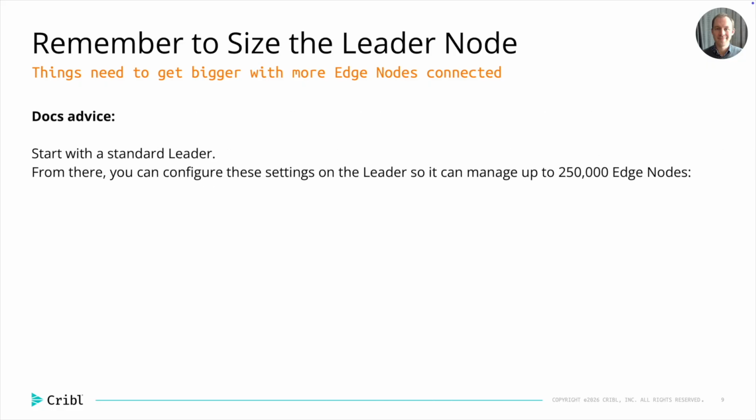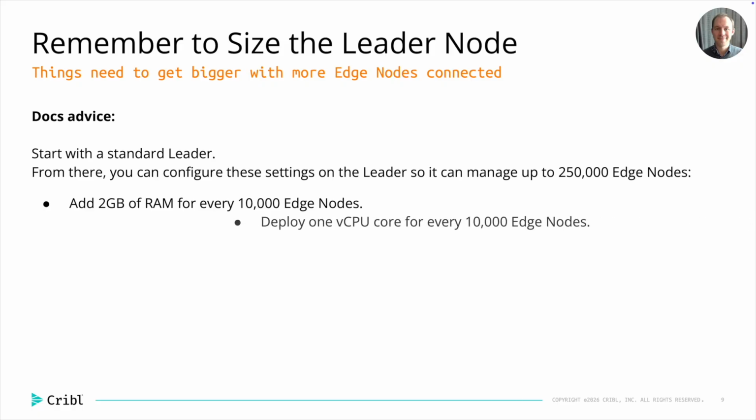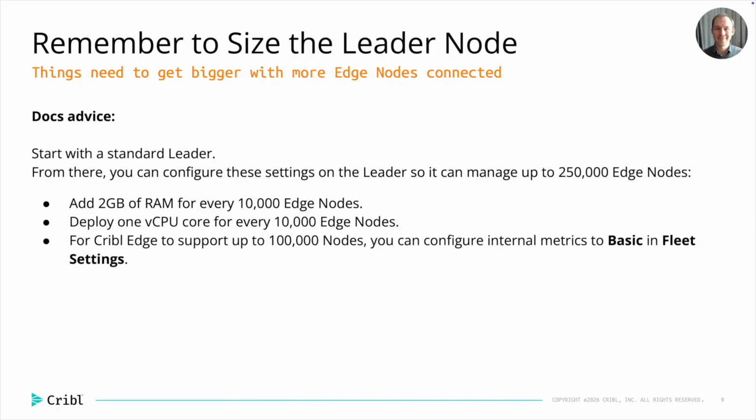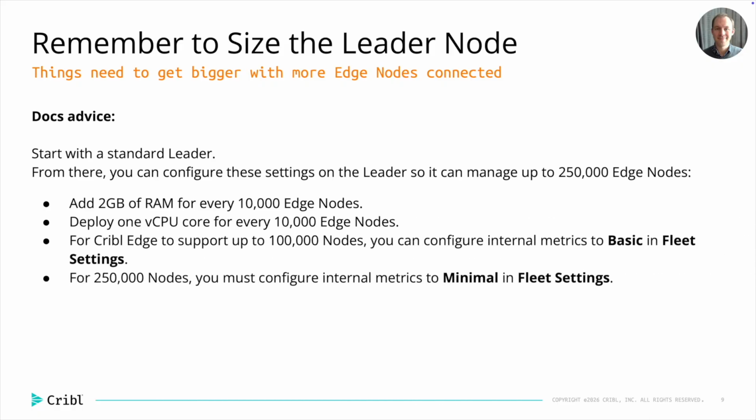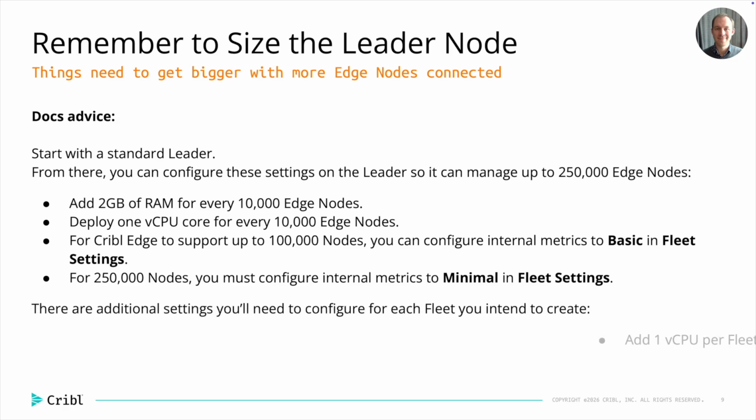As a Cribl deployment gets more complicated, there are more things for the leader node to think about, to monitor, and to consider. When you are expanding your edge deployment, please consult the sizing guidance that's available on our docs for how to adjust the size of your leader node to account for a scaling deployment. You'll need to scale it out for both an increase in the number of edge nodes, but also an increase in the number of fleets that you are managing as well.